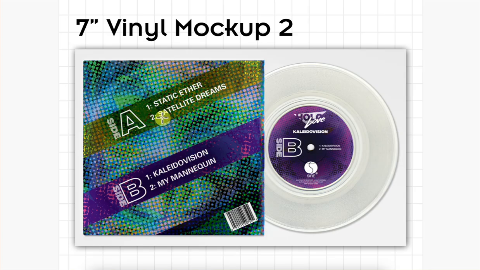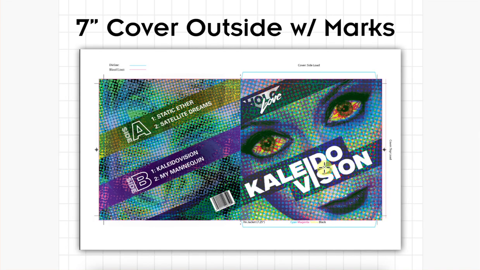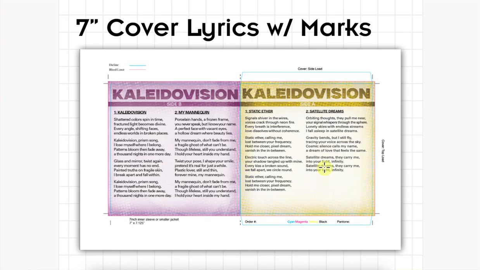All right. So I would have Kaleidovision as number 1, Satellite Dreams number 2, Static Ether number 3, and My Mannequin number 4. So change your numbers there as well. And same with changing them on your B side. Okay. Great. Good. Looks good. Good job pulling all the way out to the bleeds.